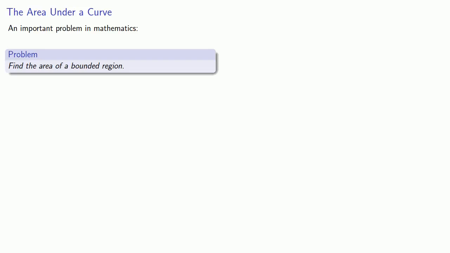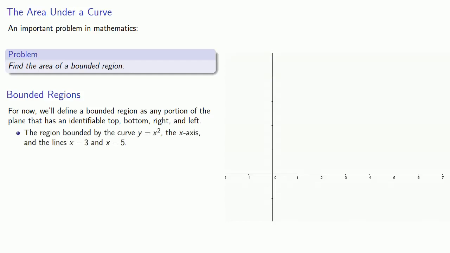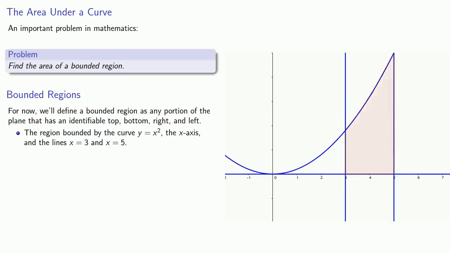Now this term might be new, so for now let's define a bounded region as any portion of the plane that has an identifiable top, bottom, right, and left. For example, the region bounded by the curve y equals x squared, the x-axis, and the lines x equals 3 and x equals 5. Note that in this case our top, bottom, right, and left are clearly identifiable curves. Yes, mathematicians use the term curve to apply to straight lines.